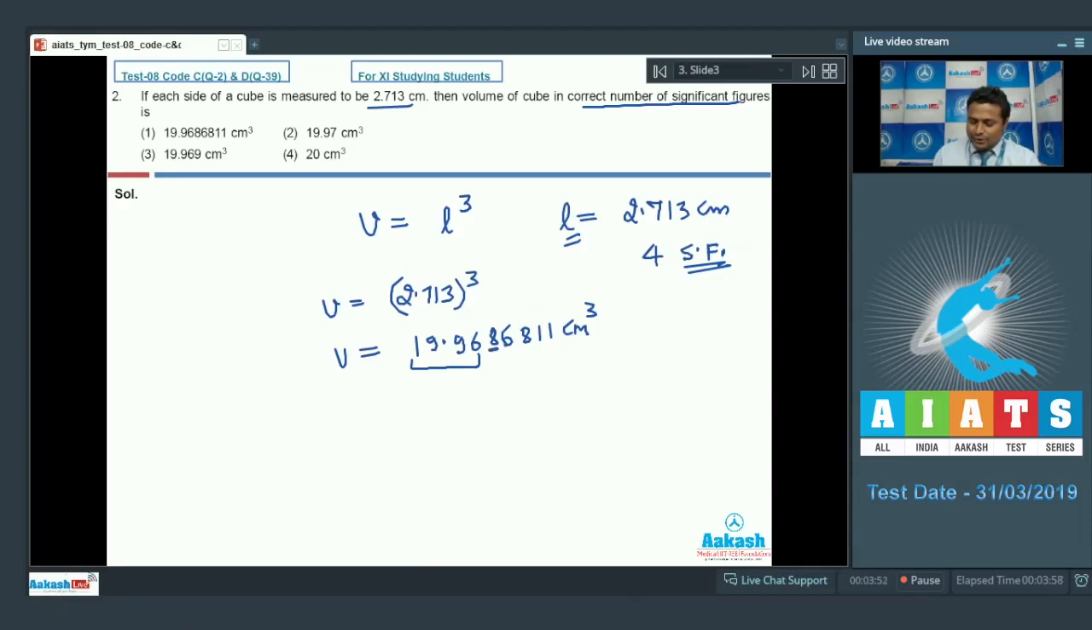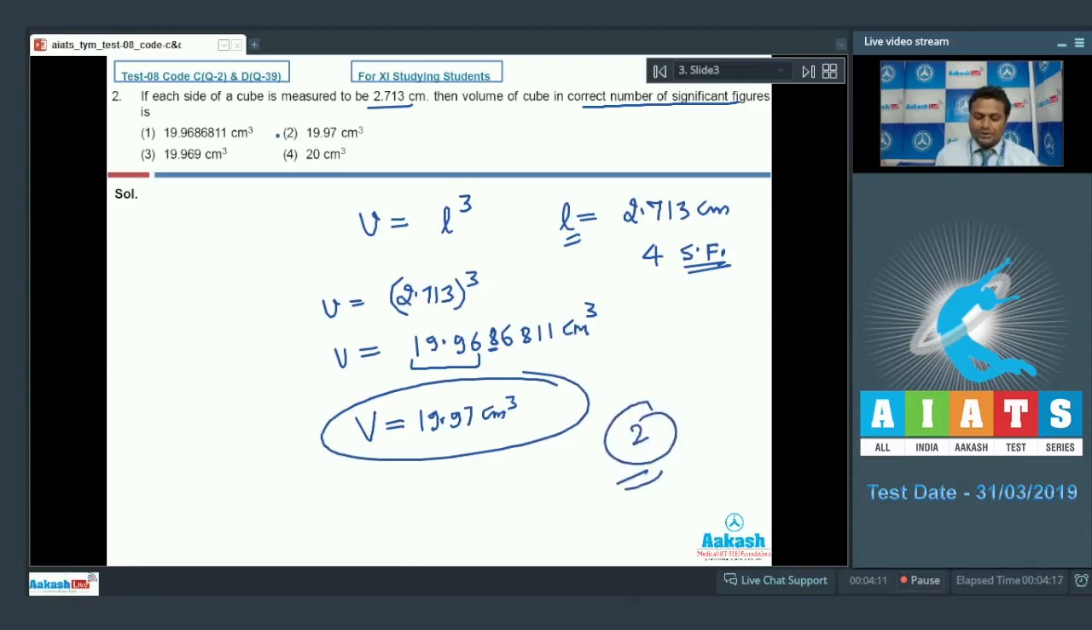So this 8 will be rounded off, which is greater than 5. It means the preceding digit will be increased by 1. So volume V will be 19.97 centimeter cube. And if we look at the options, we can say that option number 2 is absolutely correct. So we will go with option number 2 only. Now let us proceed to the next question, that is question number 3.